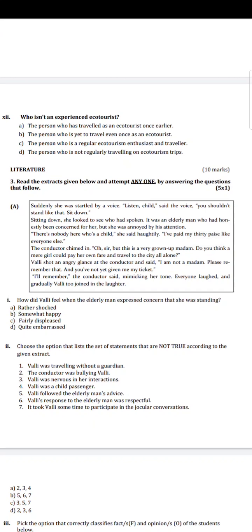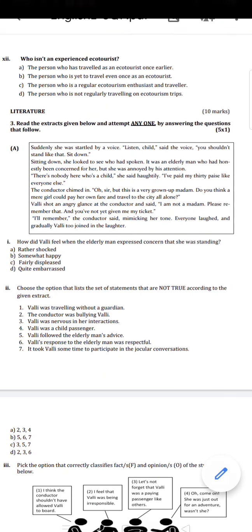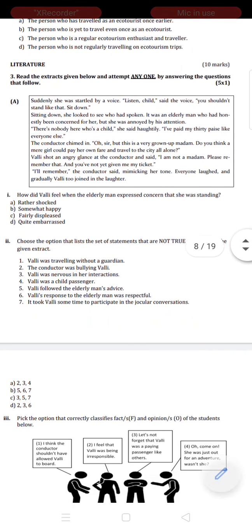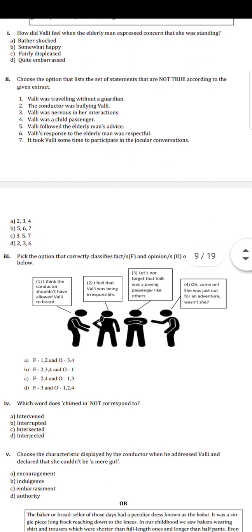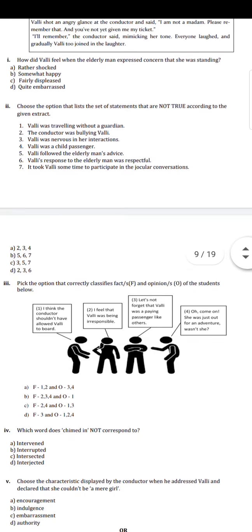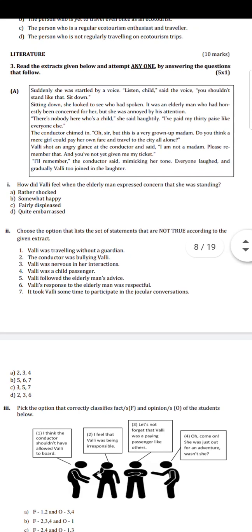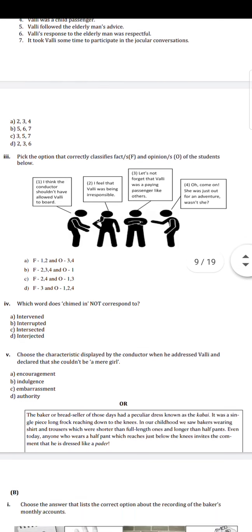Next, objective type questions you will get from your literature part. You will get an extract, and then following questions, where you have to attempt only one extract. You are given two extracts from your literature part. 5 questions, objective type, 1 mark each. And you have to attempt only one.